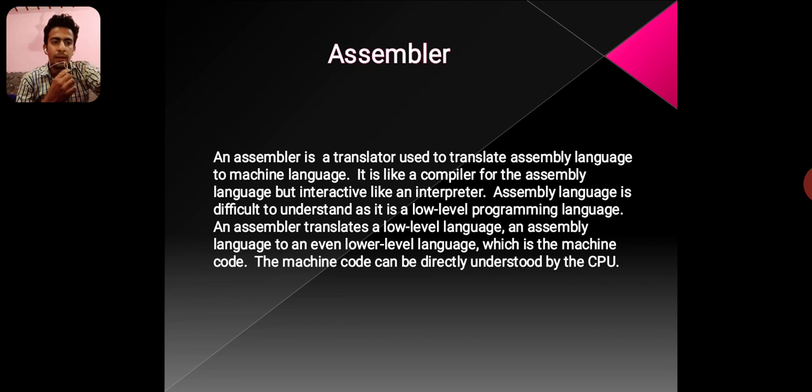Assembler. An assembler is a translator used to translate assembly language to machine language. It is similar to a compiler for the assembly language, but interactive like an interpreter. Assembly language is difficult to understand as it is a low-level language. An assembler translates a low-level language, assembly language, to an even lower-level language, which is the machine code. The machine code can be directly understood by the CPU.